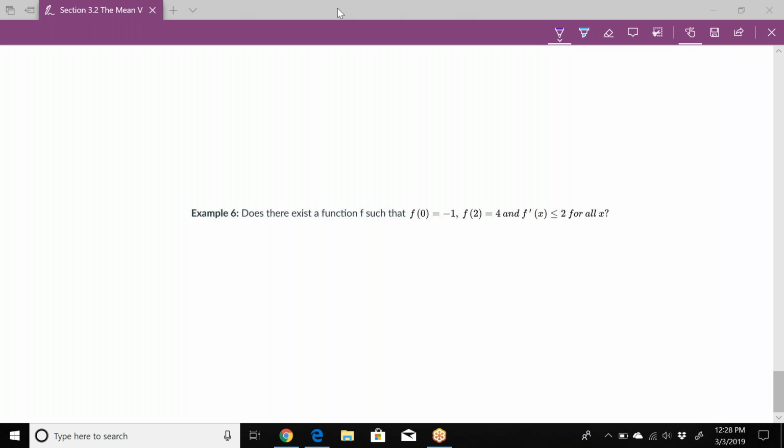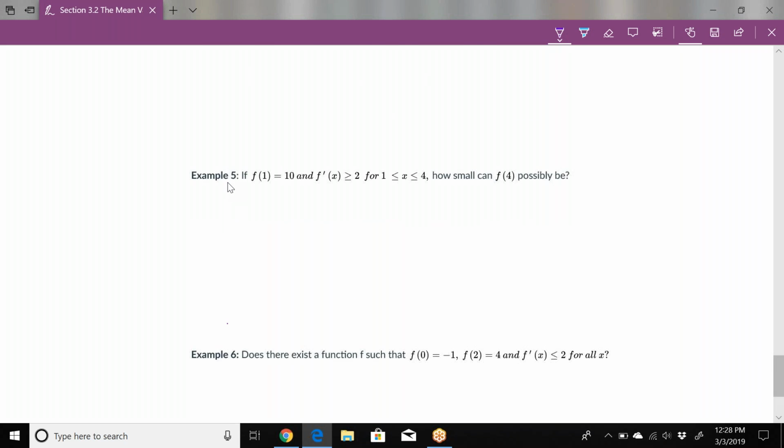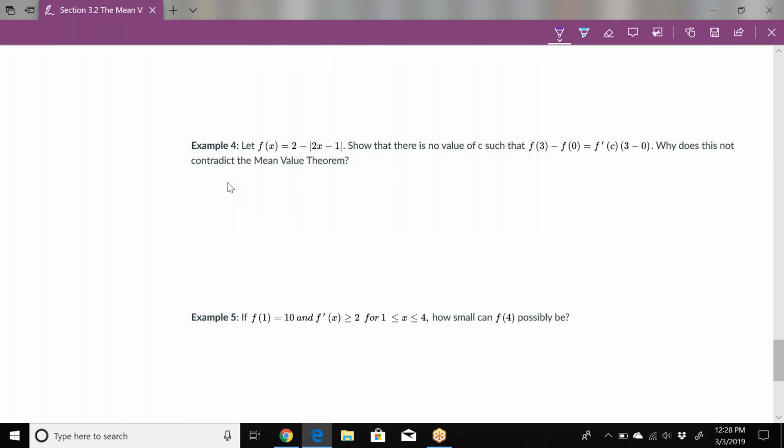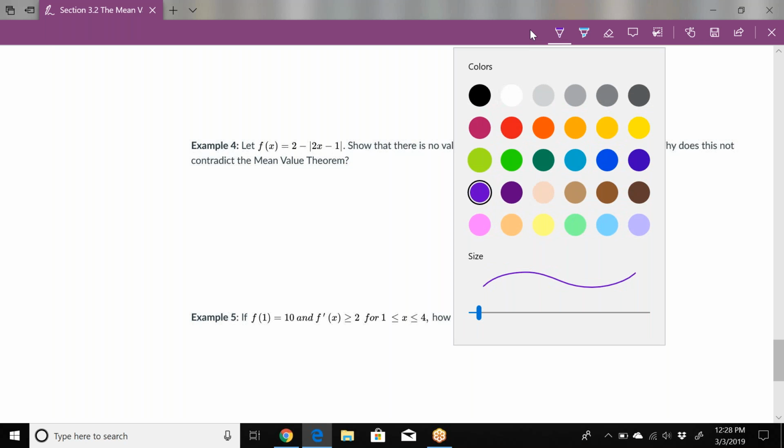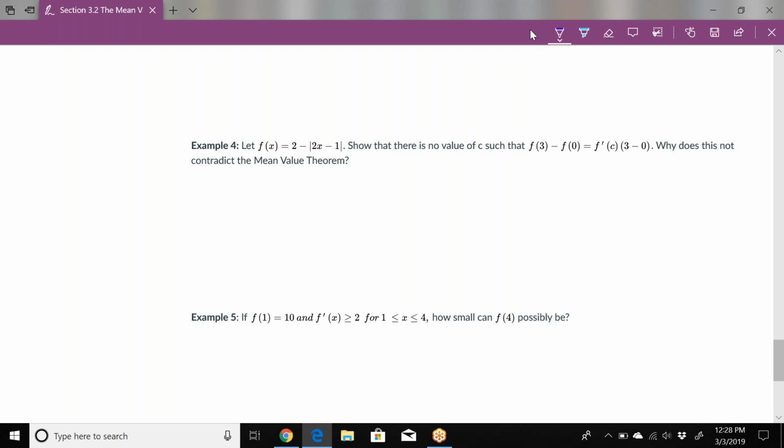All right, this is section 3.2 in Math 211. We're looking at one of the examples we did not get to do on the mean value theorem. So this is example 4 from our notes. It said, let f of x equal 2 minus the absolute value of 2x minus 1. Show that there is no value of c such that f of 3 minus f of 0 equals f prime of c times 3 minus 0. Why does this not contradict the mean value theorem?